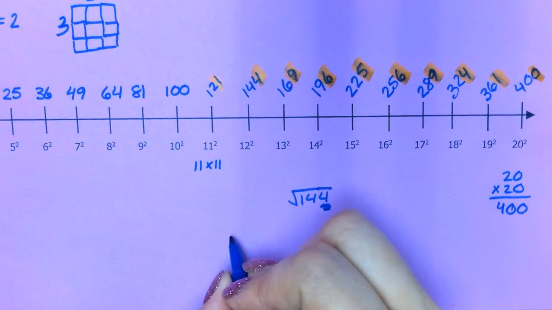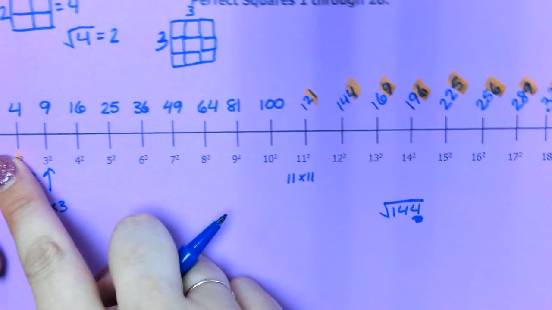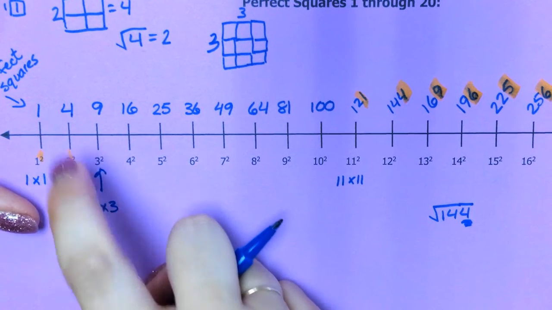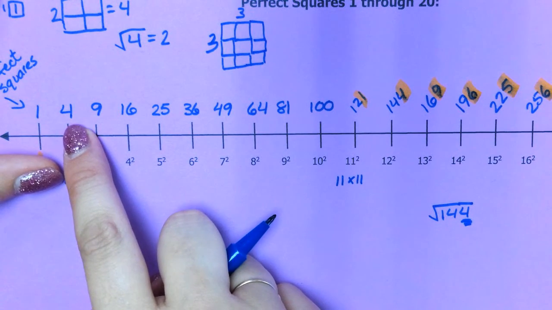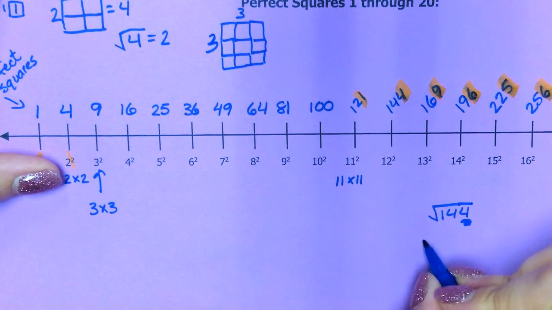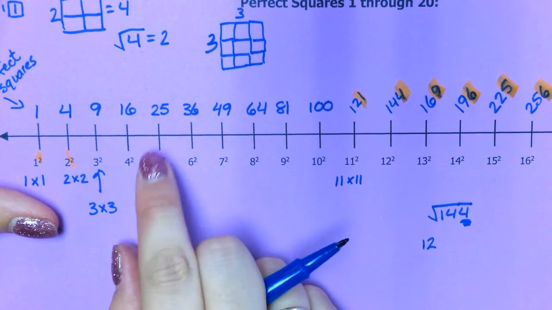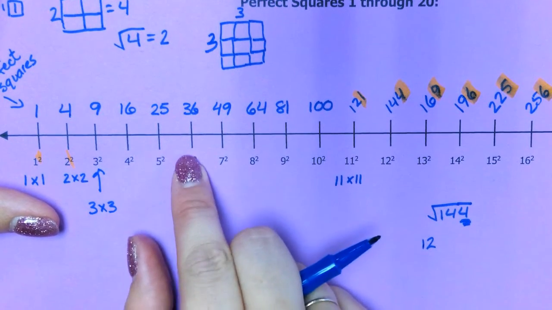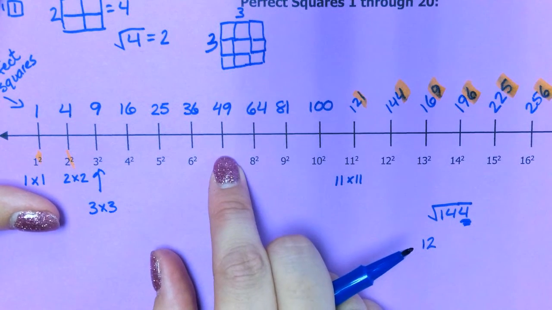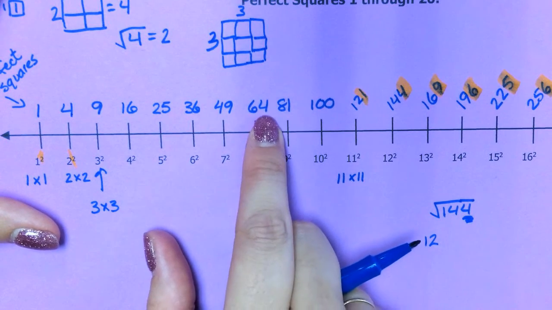So if I'm looking at these guys, 1 times 1 is 1. 2 times 2 gives me a 4. I know it's bigger than 10, so I have a possibility of it being 12. Times 3 is 9. 4 times 4 is 16. 5 times 5, 25. 6 times 6, 36. 7 times 7, 49. 8 times 8, 64.